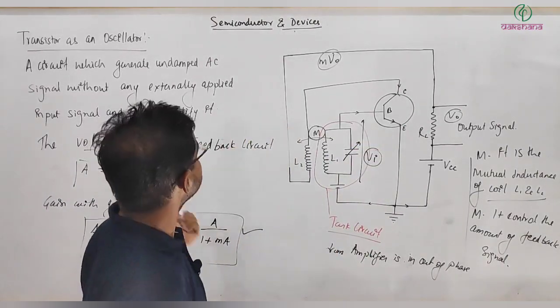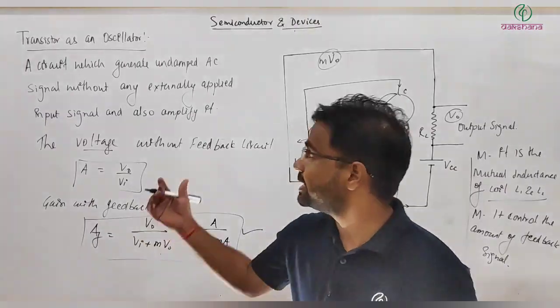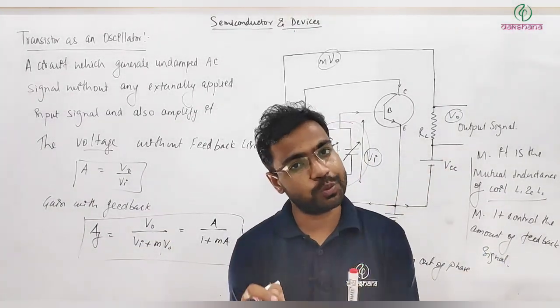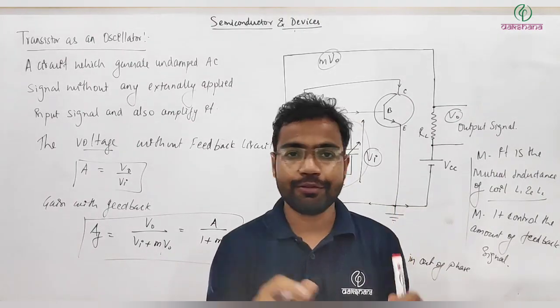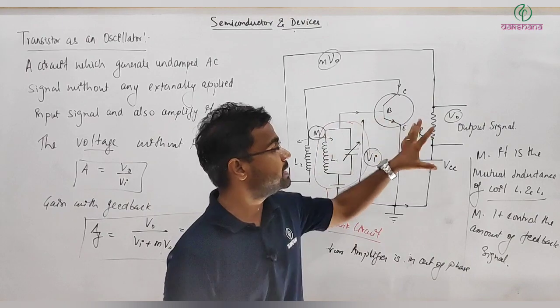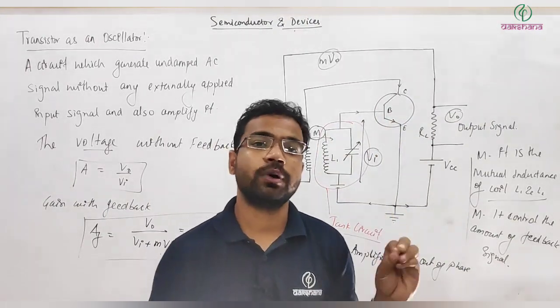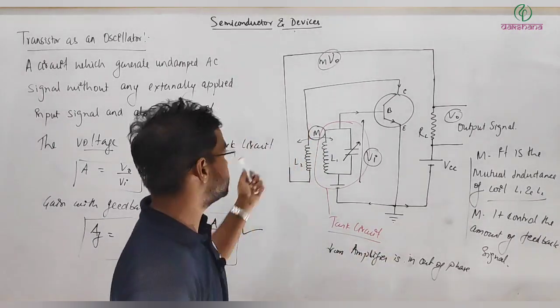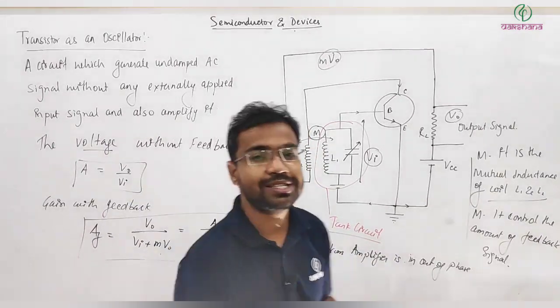And this complete circuit is called a transistor as an oscillator, which is generating in output an AC signal of desired frequency by changing this here, and an undamped signal of constant magnitude, constant amplitude and energy. And this is all about using transistor.